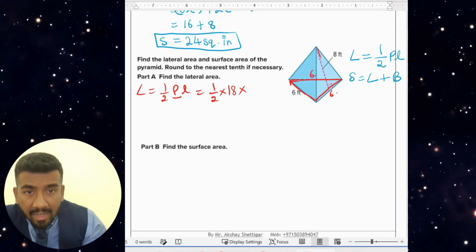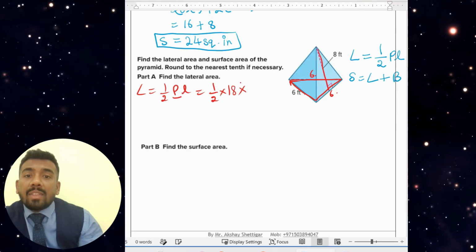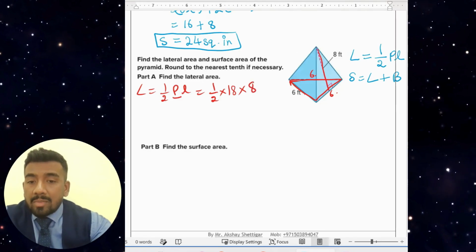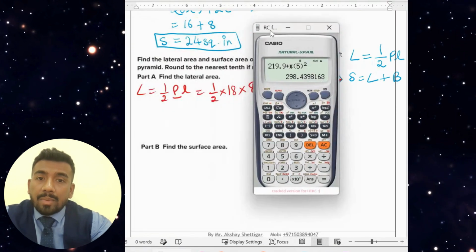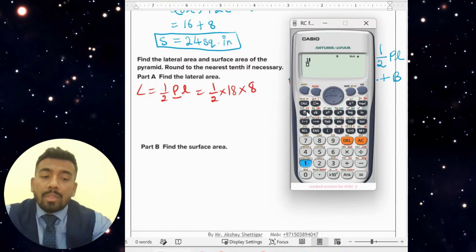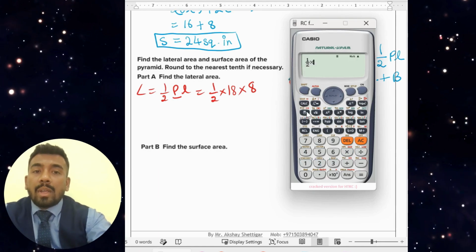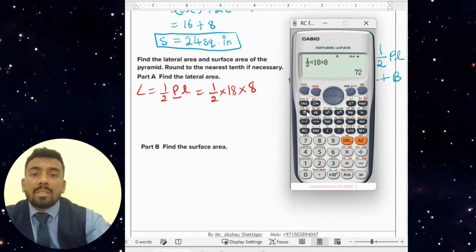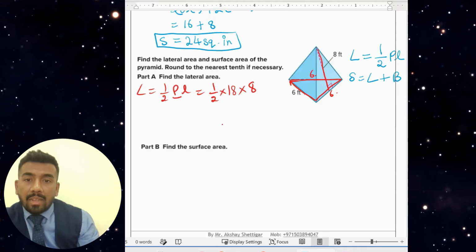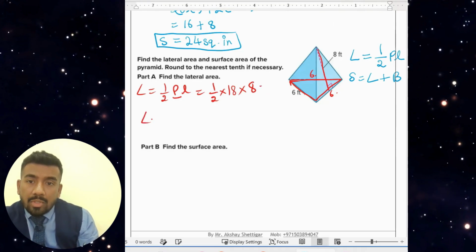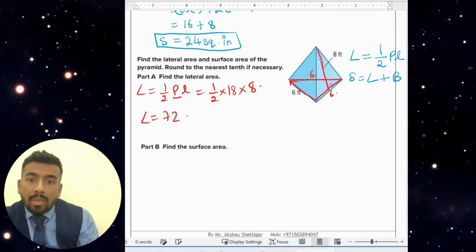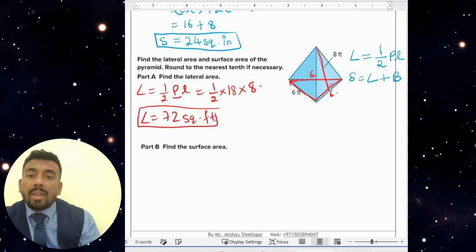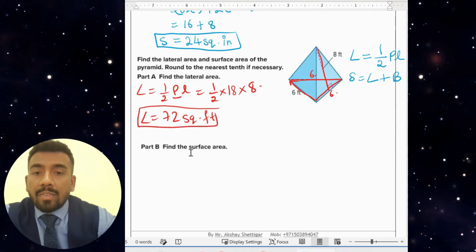L is the slant height. How much is the slant height given? 8. So it's half times 18 times 8. What is half times 18 times 8? Put it in the calculator: 1 over 2 times 18 times 8. The answer is 72. So the lateral area is 72 square feet. Once you find the lateral area, what do we need to find next? Surface area.